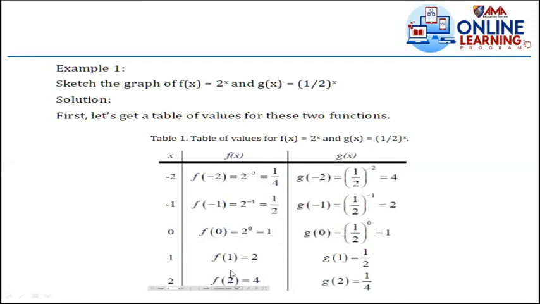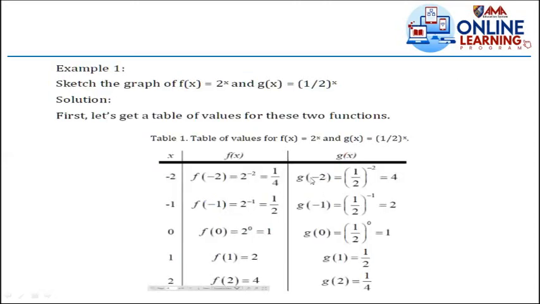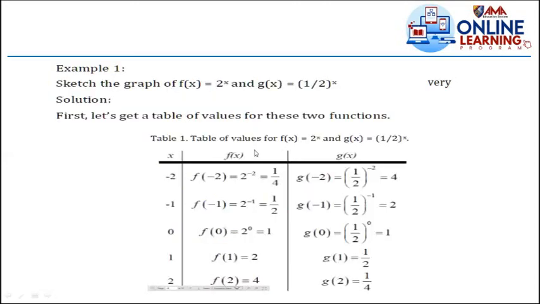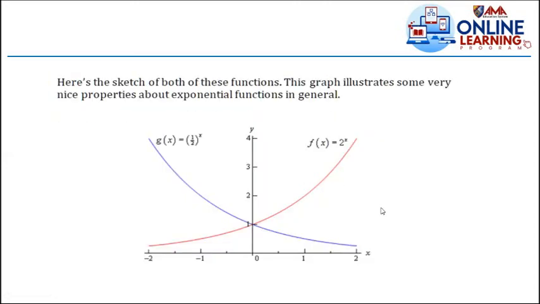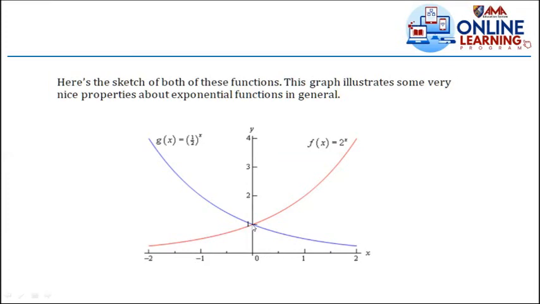Then if x is equal to 1, here it is, the answer is 2. If x is equal to 2, the answer is 4. On the other side, for g, at negative 2, 1 half raised to negative 2 is equal to 4. If x is equal to negative 2, the answer is 4. Then if x is negative 1, the answer is 2. Then at 0, the answer is 1. Then at 1, it becomes 0.5.